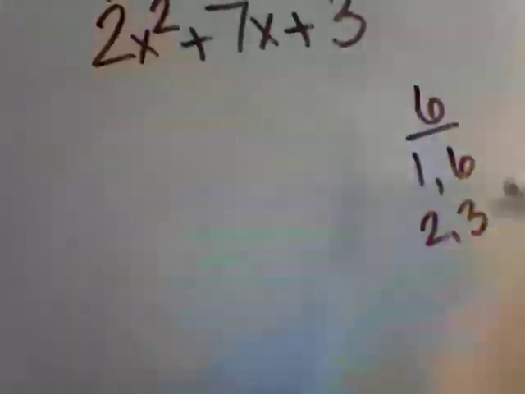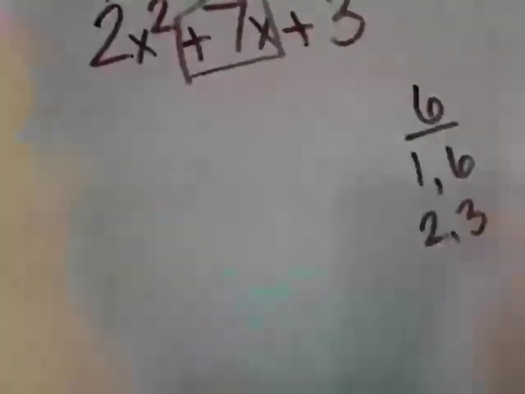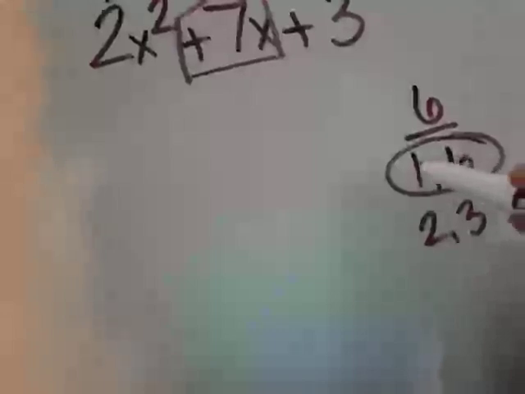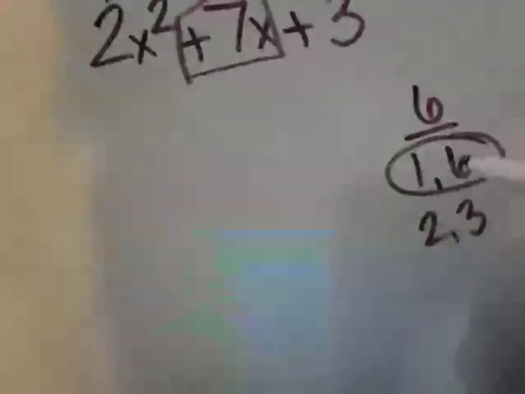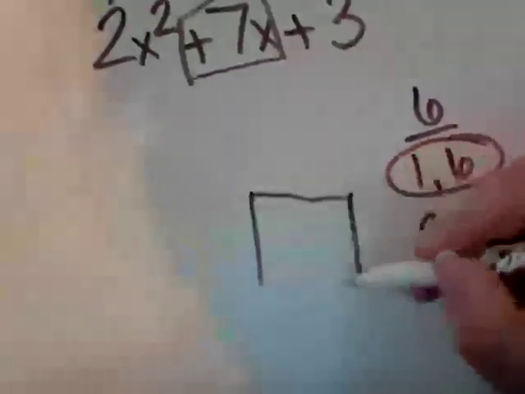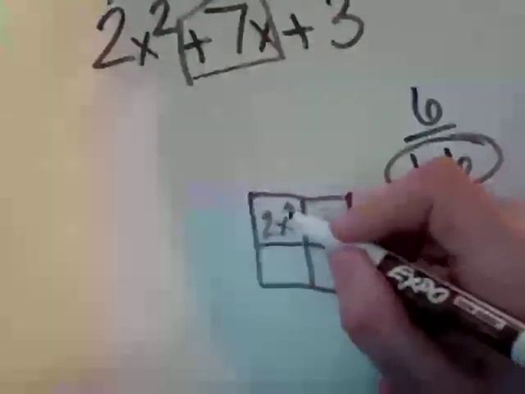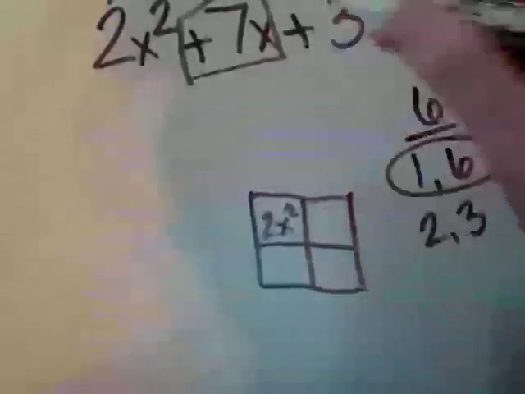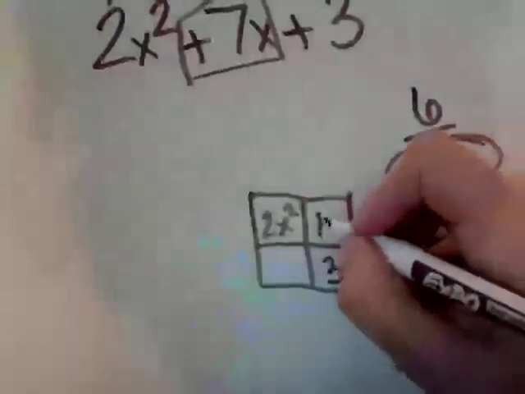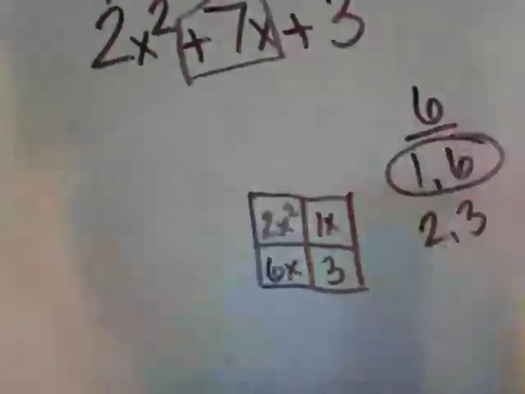So I'm looking for the pair that's going to combine to give me a positive 7. Well, to get a positive 7, I would have to use the 1 and the 6, and they both have to be positive. Okay, so I'm going to set up the box now. Okay, the first term goes in the first box, 2x squared. The last term goes in the last box, so there's our positive 3. We had a positive 1x and then a positive 6x, right, from our 1 and our 6 over here.